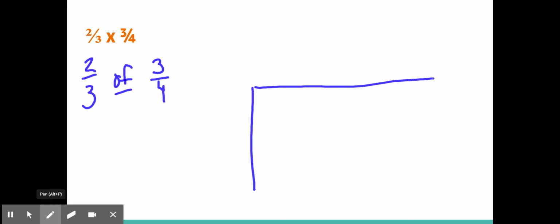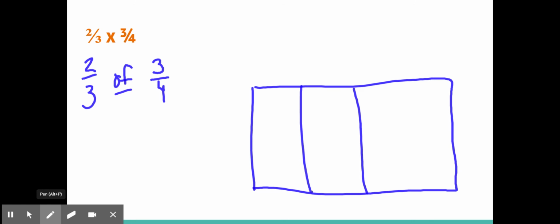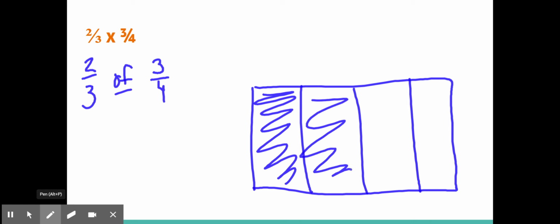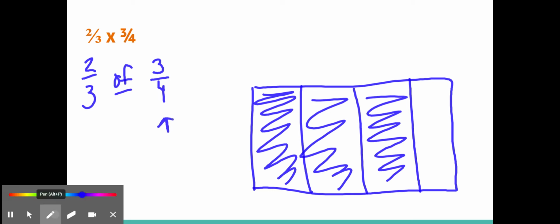All right, so let's go ahead and look at our area model for this first one. Remember, this is asking, what is 2/3 of 3/4? Remember that multiplication means the same as of. So what it's asking is if I have my area model, I'm going to show my 3/4. And here's 1/4, 2/4, 3/4. All right, so there's my 3/4. And I want 2/3 of this.